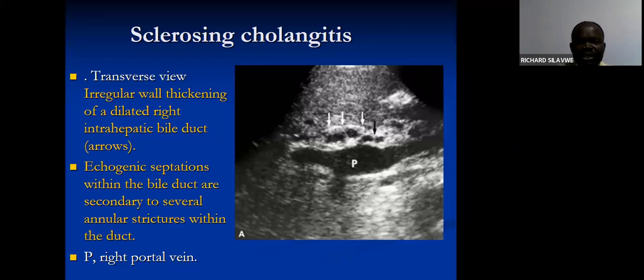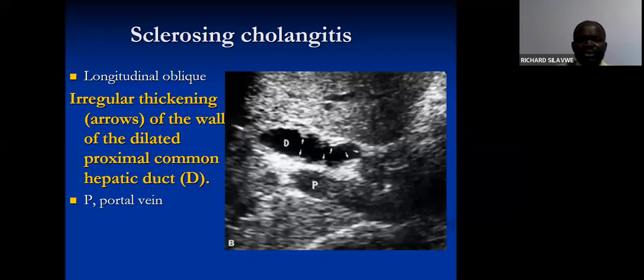So that one is telling us about the right intrahepatic duct. Then the echogenic septations within the bile duct are secondary to several annular strictures within the duct. Then you can see these ones also here. It's the same thing, sclerosing cholangitis. That's a duct, but we have these echogenic things here, the very small arrows. The portal vein is just posterior to the common bile duct.